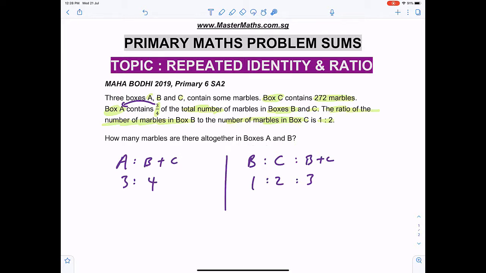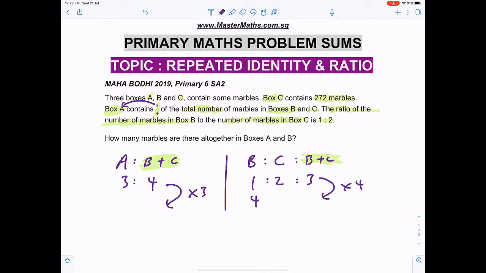Now to do this, we need to identify the repeated identity, and that is the B plus C value. So in here is 4, but in here is 3. So we need to make it the same. So 4 and 3, we need to push it to the common multiple of 12. So we times 3 here, we times 4 here.